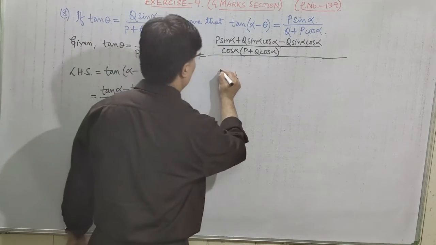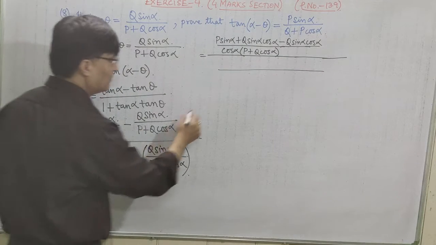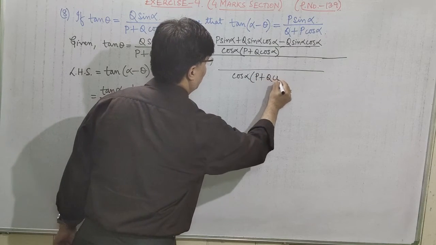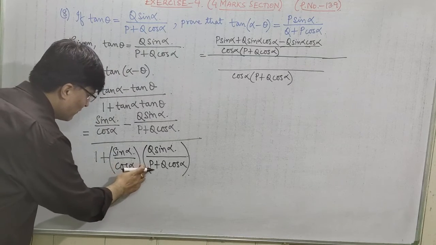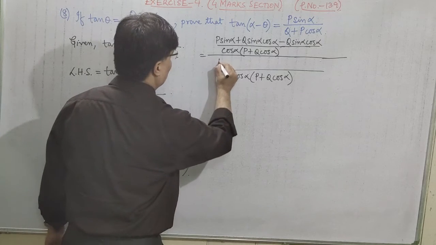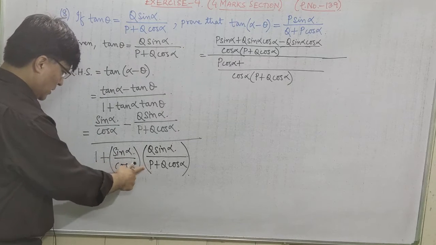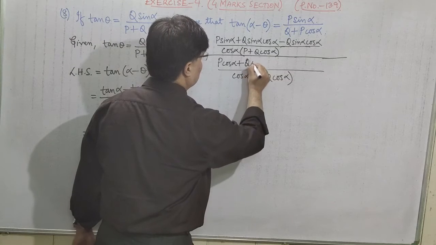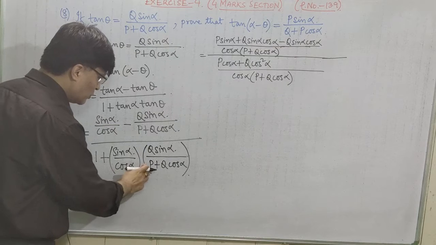So in the denominator also, what's the LCM? It is again cos alpha within bracket p plus q cos alpha. This is the LCM. It is multiplied by 1. What do we get? It is p cos alpha plus q cos square alpha, isn't it? Is that clear? This one is multiplied by cos alpha into p plus q cos alpha.